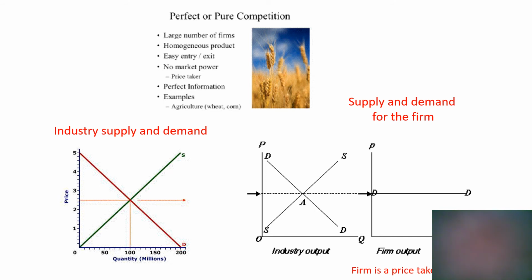In pure competition, we have an industry supply and demand curve, and there is an equilibrium price. That equilibrium price will then set the price for the individual firm. We refer to the firm as a price taker. As a result of the firm being a price taker, you see that the demand curve for the firm is perfectly flat, perfectly horizontal.